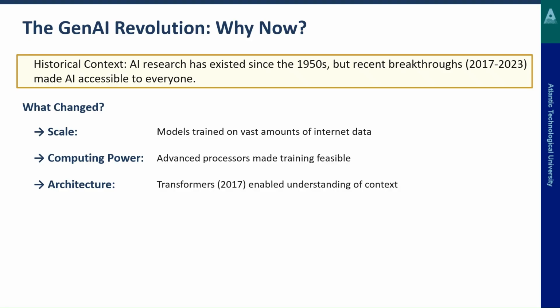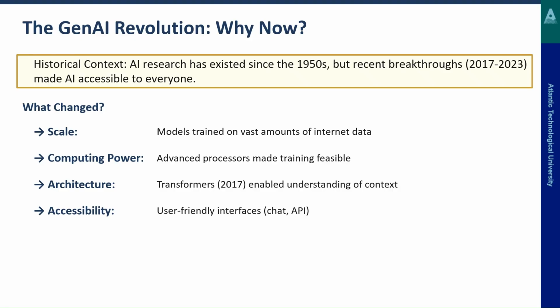The architecture changed. The way that we were trying to build these language models was quite different before transformers came along. I'm not going to go into too much detail about the architecture, but what it enabled was the understanding of context, and that small key element absolutely changed the game. Now we could have machine learning models that actually understood what we were talking about, the context of what we were asking of the model.